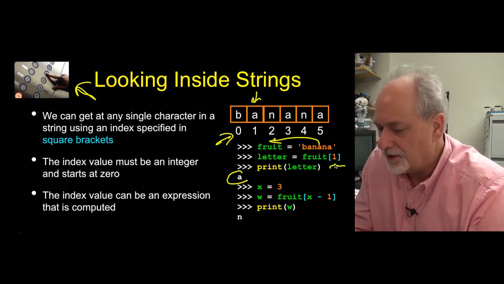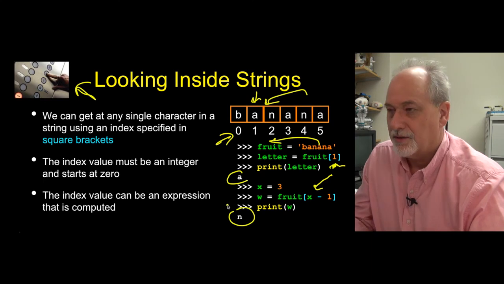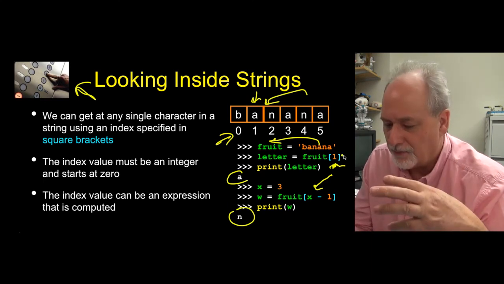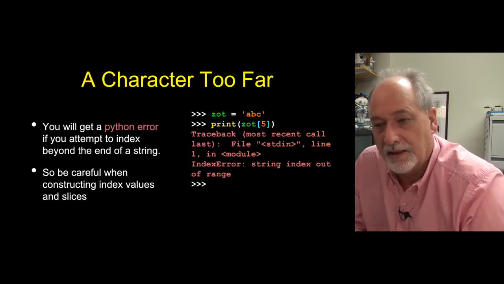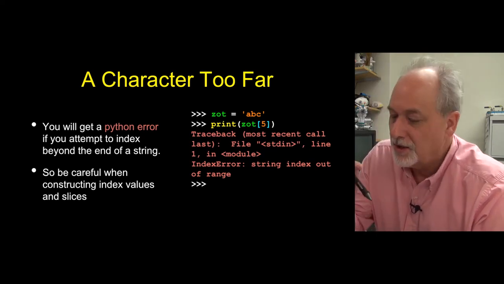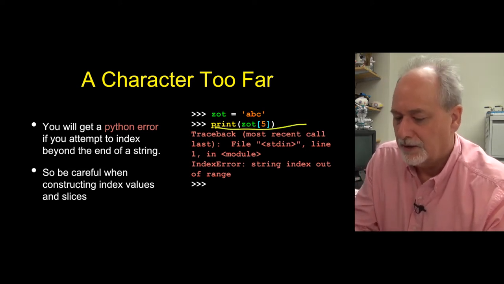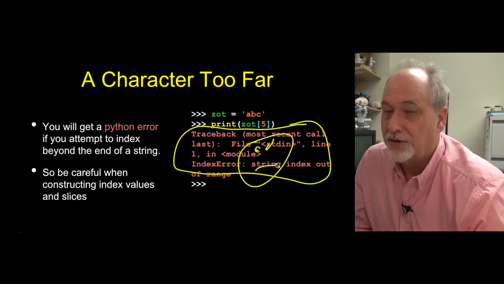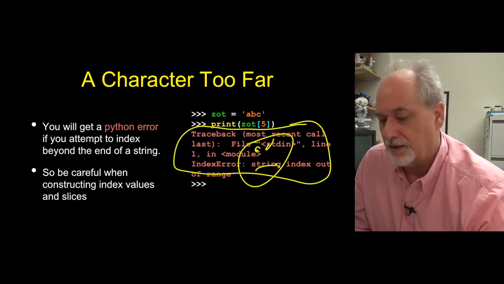The thing that goes inside the brackets can either be a constant or an expression. So x equals 3, and then fruit sub x minus 1, well, that means 2, which is position 2, which is an n, and so that gives us an n. So the index is an operator, and you can add this bracket syntax to the end of a string variable. You can't index beyond the length of the string. So if I say zot sub 5, well, there's only 3 characters, which means 0, 1, 2, but sub 5 doesn't work. And of course, we get a happy little traceback. So you have to be careful when you're pulling stuff out of strings.